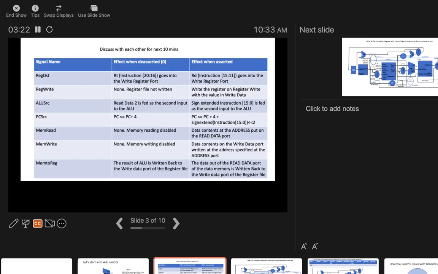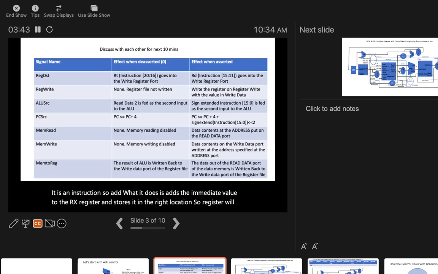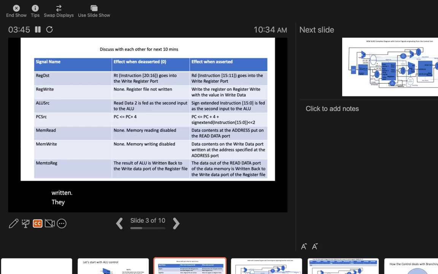Memory is not read, right? Memory is not read. But why is the register destination here? Are we not writing it back to the register? It is an addi instruction. So addi adds the immediate value to the RS register and stores it in the RT location. So the register will be written. So it cannot be don't care.